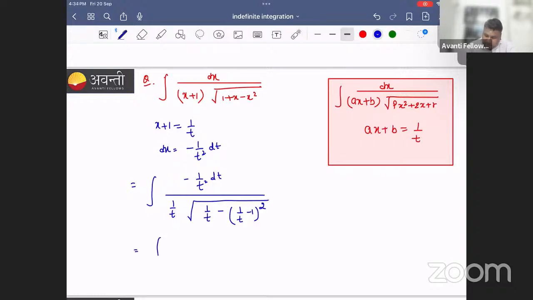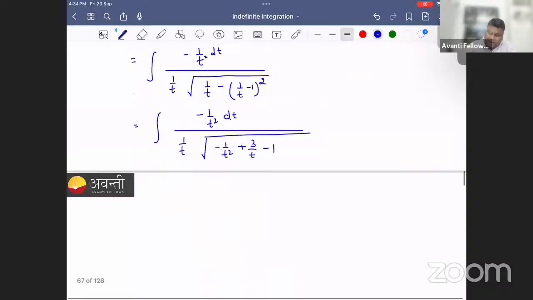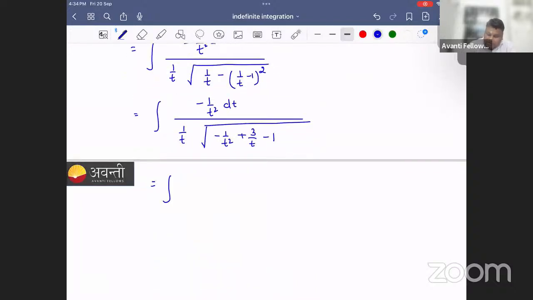Got it? So it is minus 1 by t square dt upon 1 by t. The 1 by t we can cancel out, so we'll do it in the next step. Now it will be minus 1 by t square plus 3 by t minus 1. Now if you further take LCM, it will be integration minus of dt upon under root of minus t square plus 3t minus 1. Am I correct?